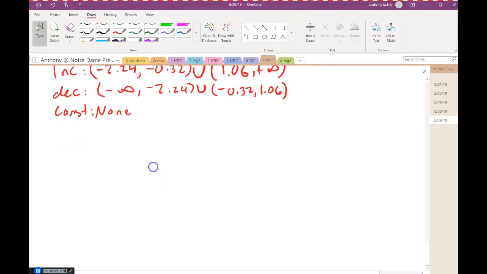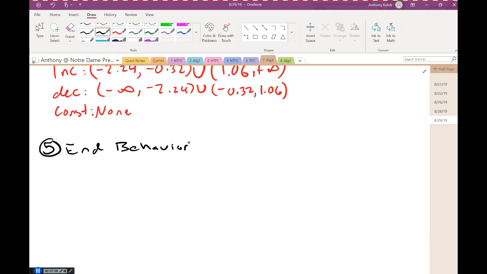All right. The next topic is something called end behavior. So this is the fifth descriptor we have for a function.